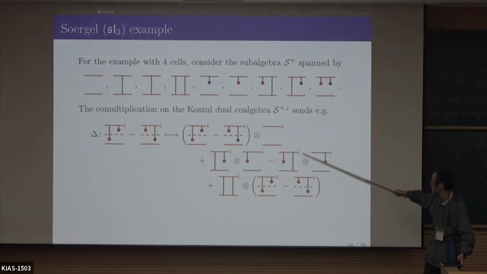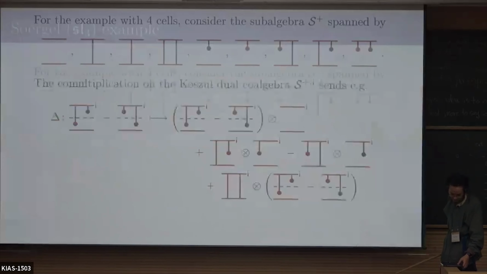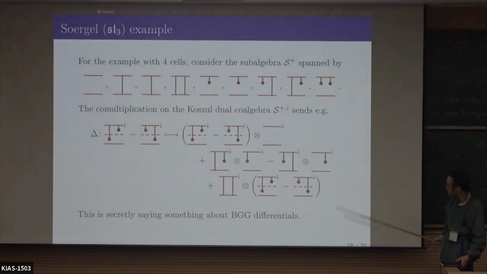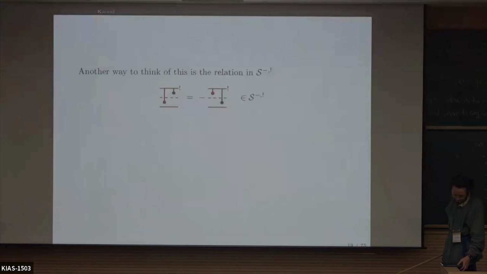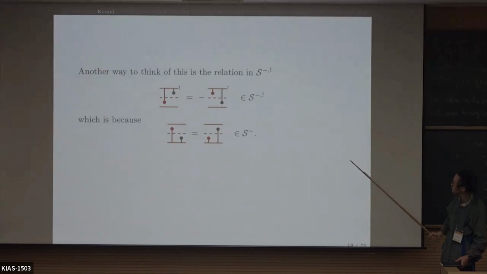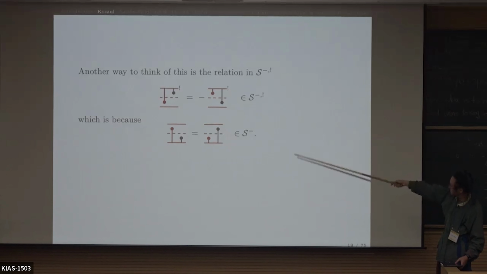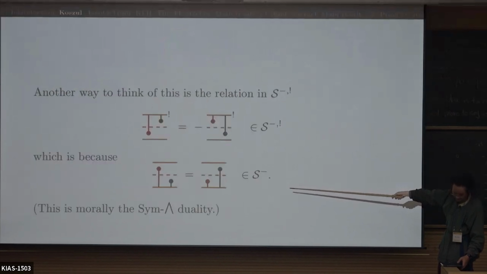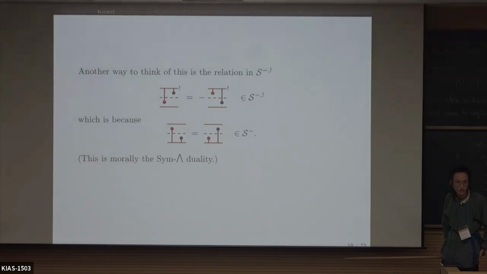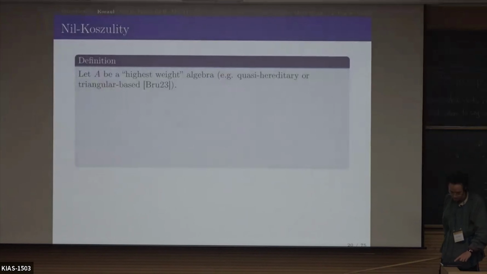And these things are just junk that we're not going to care about too much. This is secretly saying some BGG differentials, right? Another way to think of this is via the Koszul dual algebra, but maybe we don't have to talk about this too much. These 2 relations are morally speaking the sym versus wedge duality, the classical version from BGG. Like if xy equals yx in the original algebra, then xy equals negative yx in the Koszul dual.